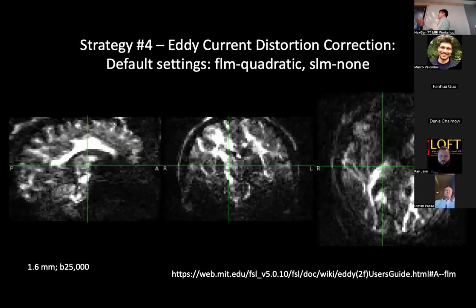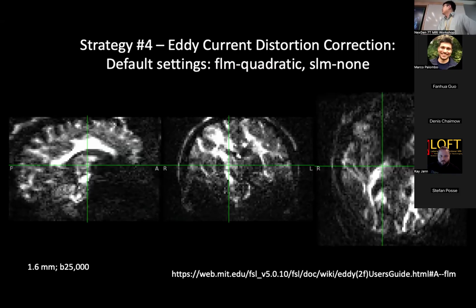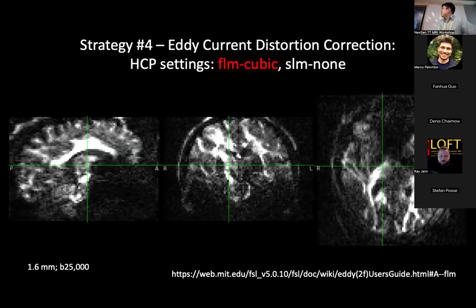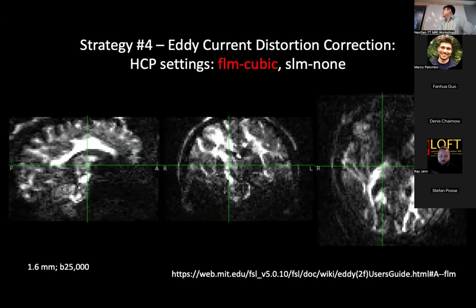So this is just an example. For shortness of time, I'm not going to go through all the possible permutations, but just to give you a sense of how these options matter. Here's the default for a b-value of 25,000, pretty high, but very standard for a lot of our collaborators. I'm going to compare it to the HCP settings, which change the first level model from quadratic to cubic. That one you can already see has tangible effects, especially in the cerebellum, visual cortex, and frontal cortex. Okay, so that's comparison number one.